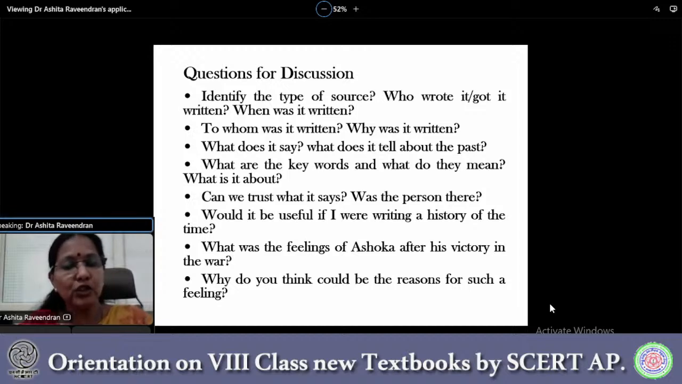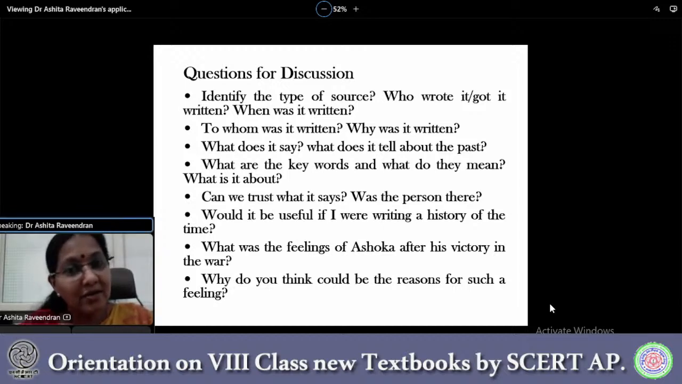What were the feelings of Ashoka after his victory in the war? Reading through the script, the child is trying to find out what the feeling is and how he feels as a ruler after a victory in the war. What is the feeling that the ruler has? Why is the ruler speaking about peacemaking? And what would be the reasons for such a feeling?